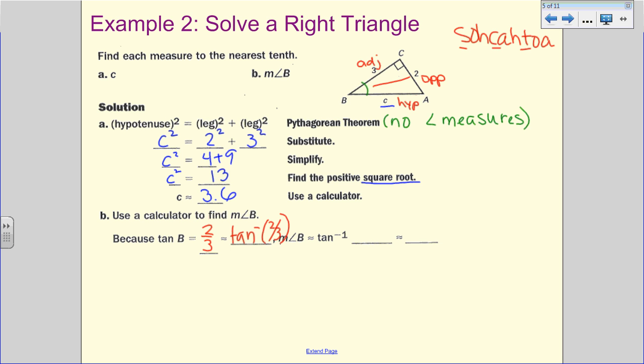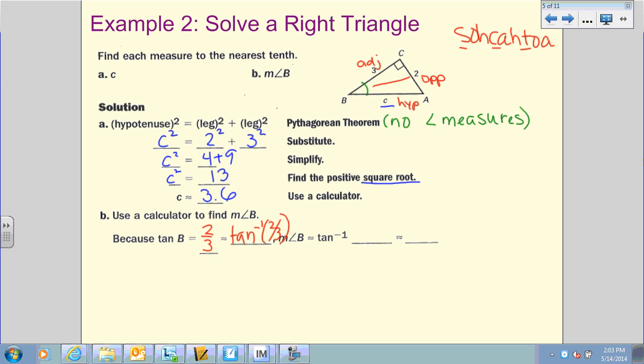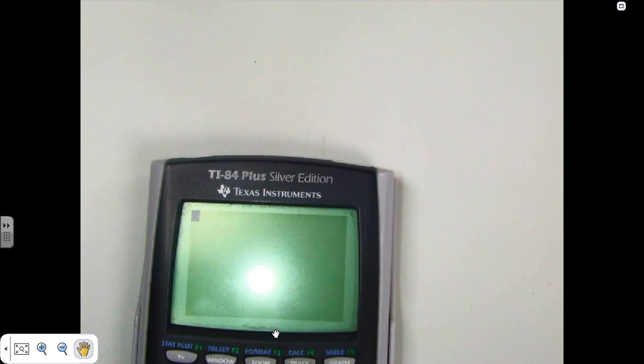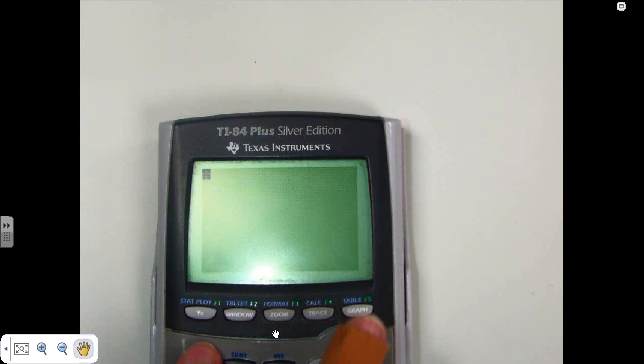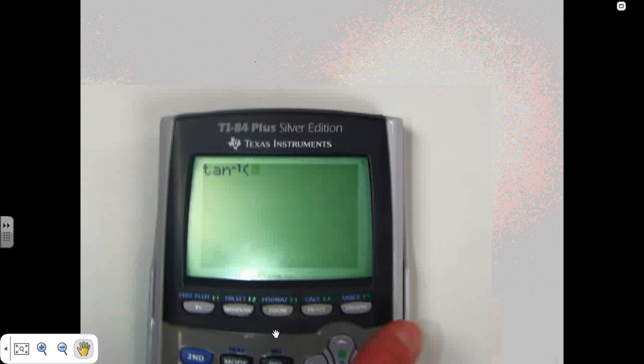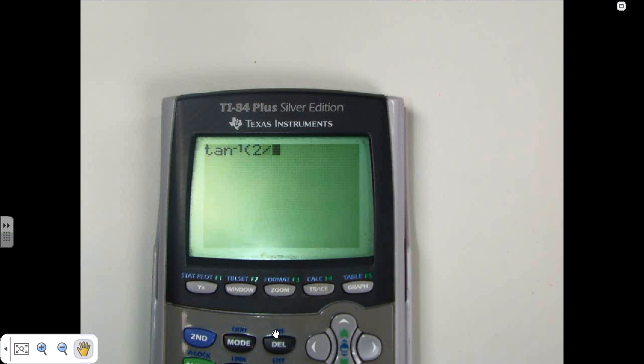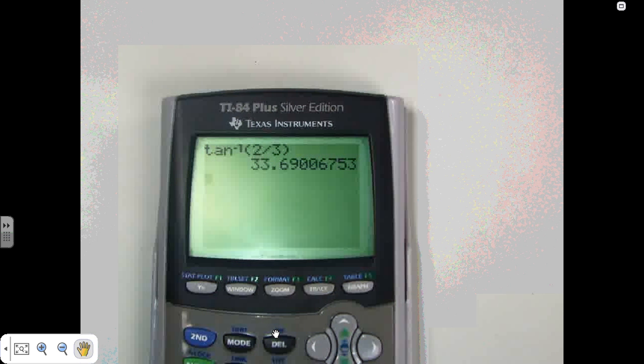Oops, I should put a 1 there. So you're going to go to your calculator. And you're going to type in second tan, make sure you got the tangent inverse. And it was 2 divided by 3. Yep. And so we should have about 33.7 degrees.